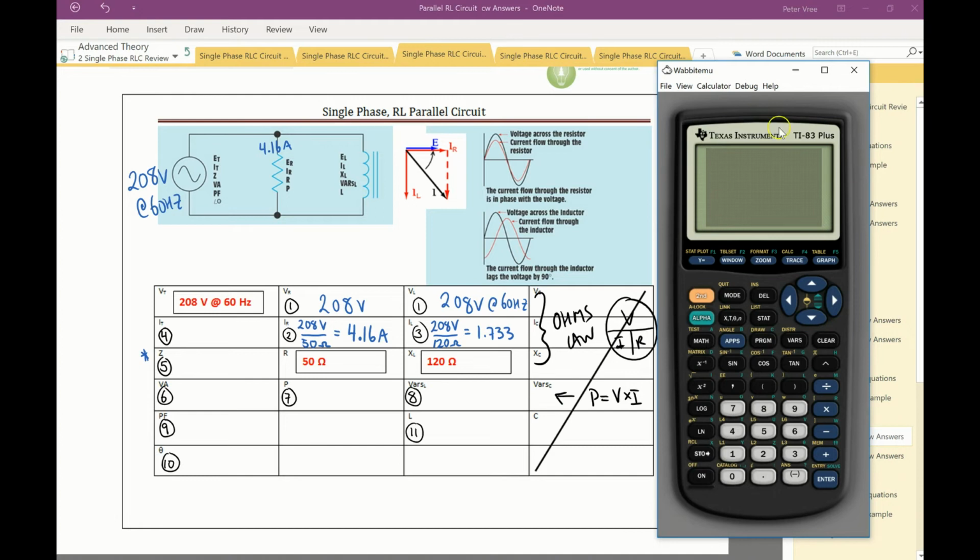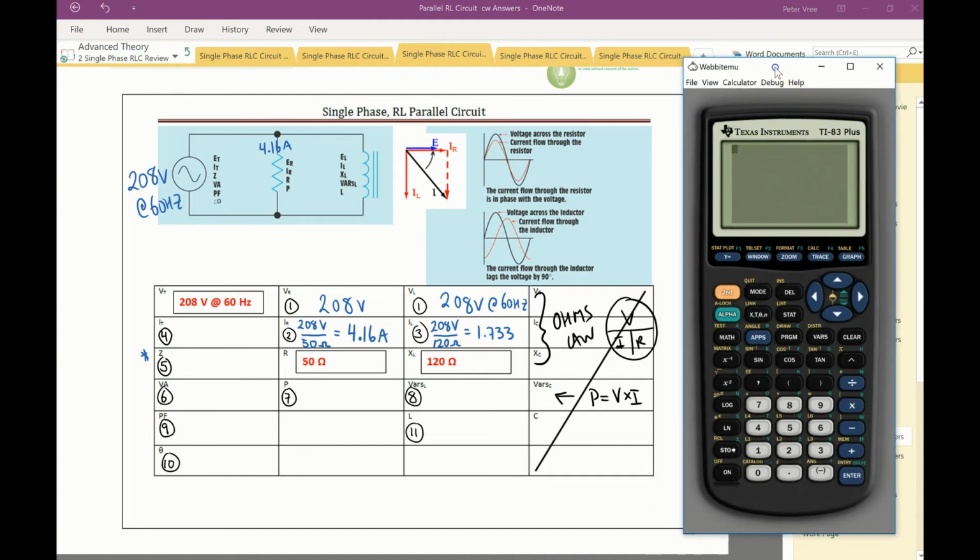And I'll put a link for this guy. It's just an emulator for the Texas Instruments TI-83 Plus. So if you're doing this on your laptop or something, then you can just bring this up and use it. Or you can use your phone.